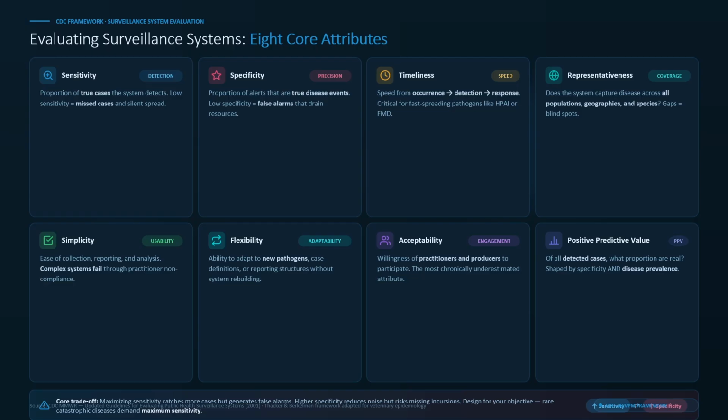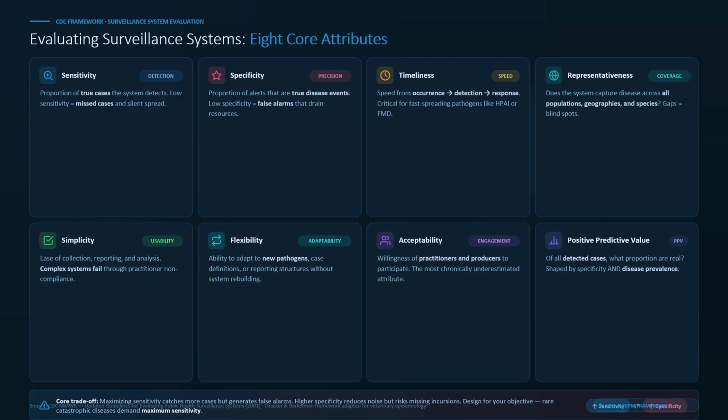Flexibility. Can it adapt to new pathogens, new case definitions, or new reporting structures without a full rebuild? Acceptability. Are practitioners and producers actually willing to participate? It's the most chronically underestimated attribute because a system nobody uses is worthless. Positive predictive value, or PPV. Of all the cases the system flags, what proportion are real? It's shaped by both specificity and the underlying disease prevalence.